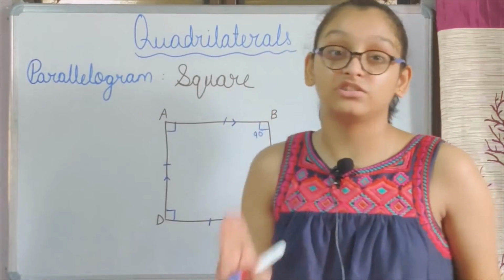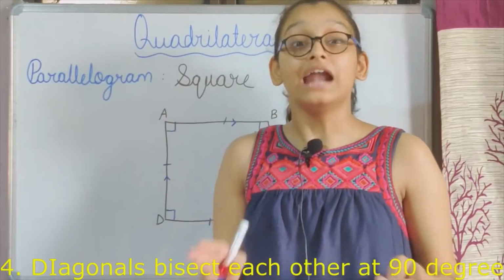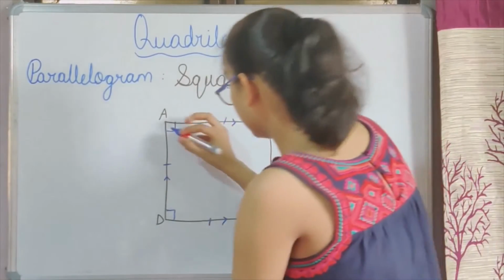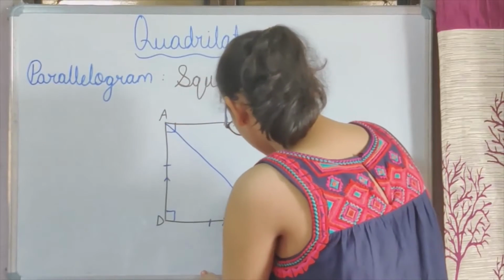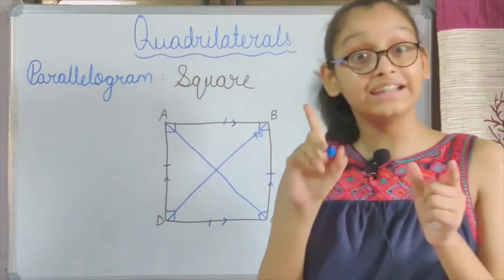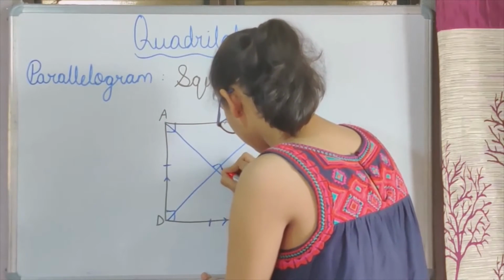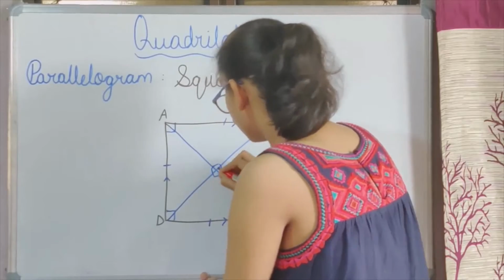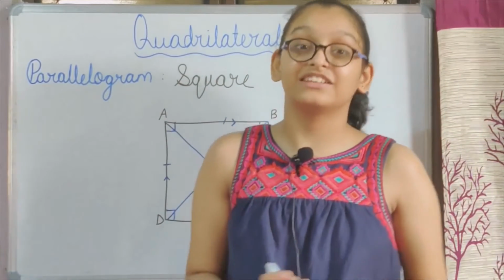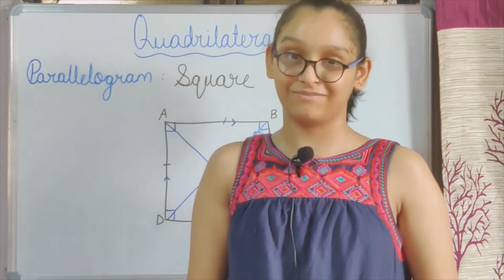The next property of square is that its diagonals bisect each other at 90 degrees. This means that when these diagonals bisect each other, they cut each other at 90 degrees. So all of these angles are of 90 degrees. So these were the properties of square. Now let's come to the next parallelogram.